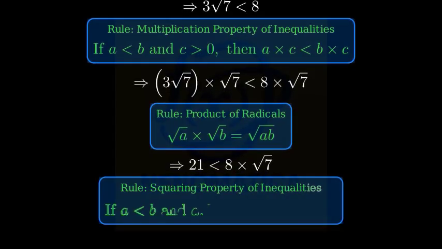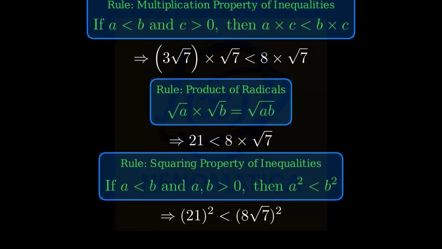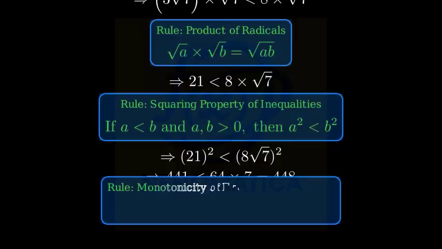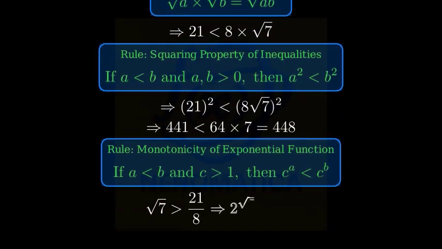When we square both sides of an inequality, we maintain the same direction if both sides are positive, which they are in our case. Let's calculate both sides. 21 squared equals 441. On the right side, 8 squared times 7 equals 448. Now, let's look at the other part of our problem. We know that square root of 7 is greater than 21 over 8. This means that 2 to the power of square root of 7 is greater than 2 to the power of 21 over 8. We can conclude that 2 to the power of square root of 7 is greater than 3 to the power of 13 over 8.